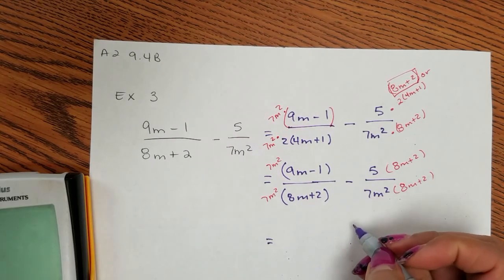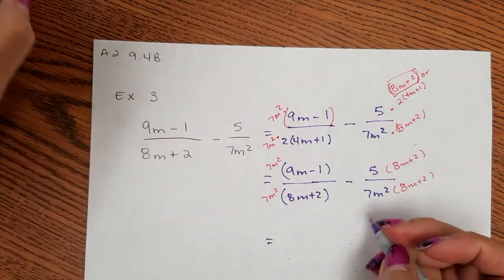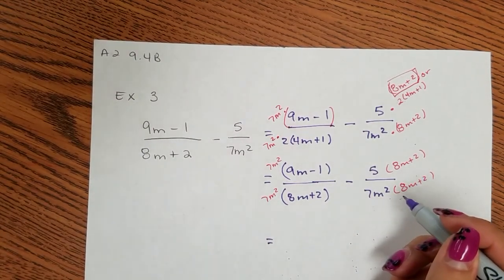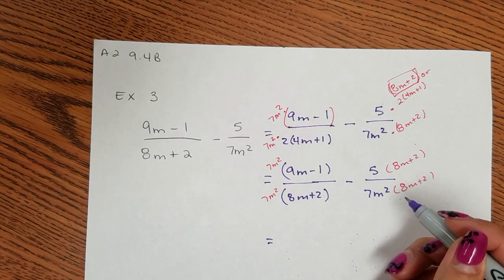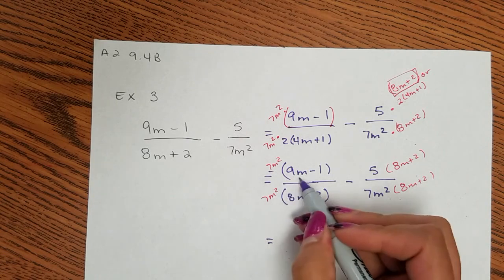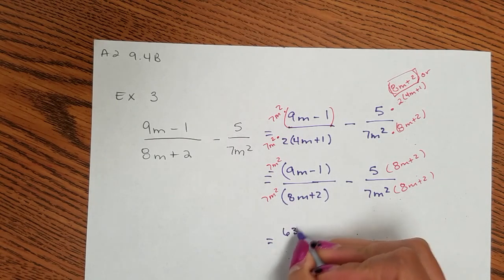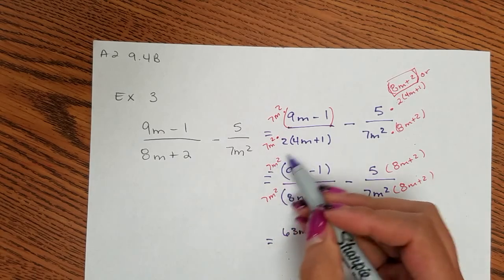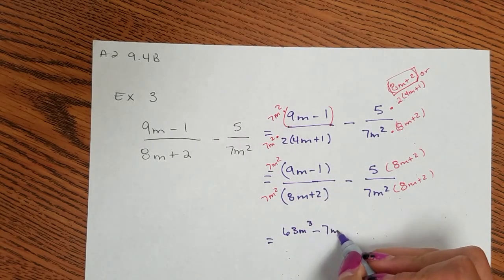Don't forget to bring down this negative over here. So remember, you're just going to multiply your coefficients first. So 7 times 9 is going to give you 63. M squared times m is m cubed. And then when we distribute it over here, it's just going to be minus 7m squared.